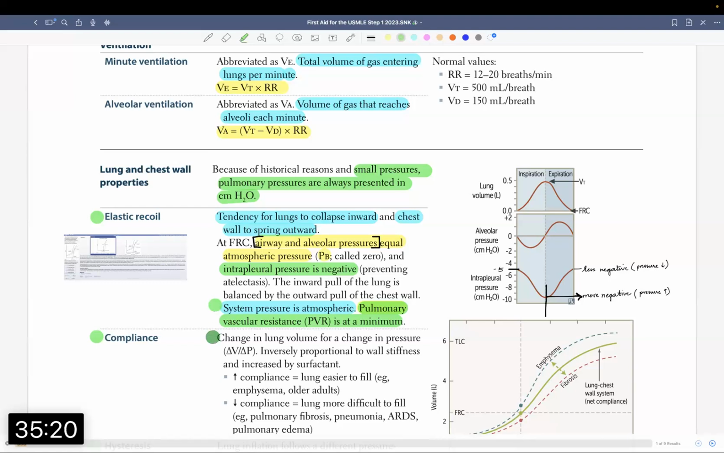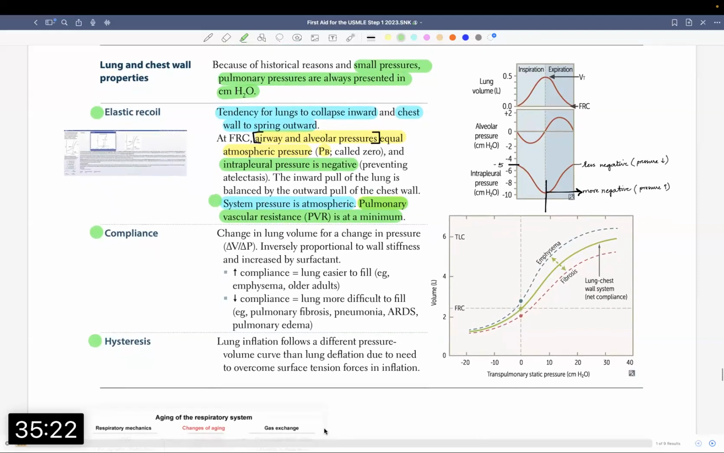Okay. Next, we have compliance, which is change in volume for a given change in pressure, which is delta V over delta P. Change in lung volume for a change in pressure, delta V over delta P. This is inversely proportional to wall stiffness and is increased by surfactant. So delta V by delta P, the change in volume over pressure, is inversely proportional to wall stiffness.